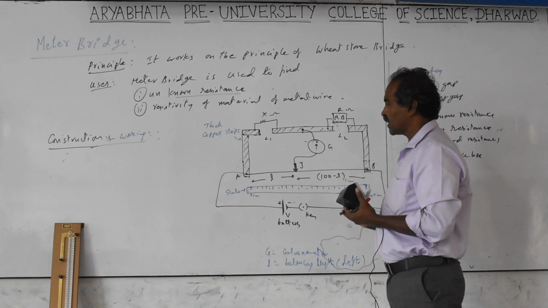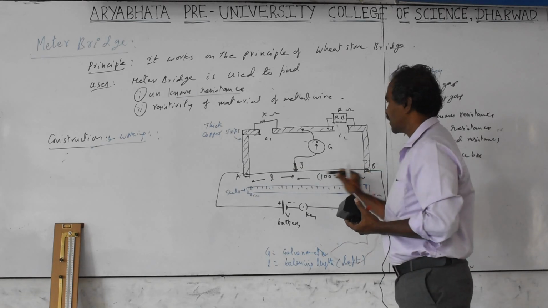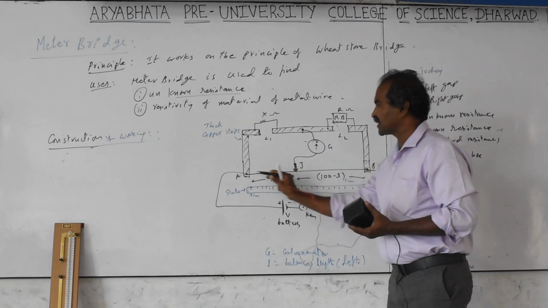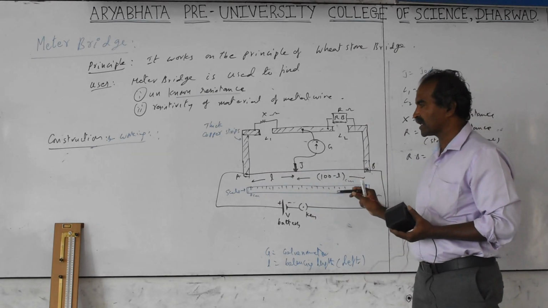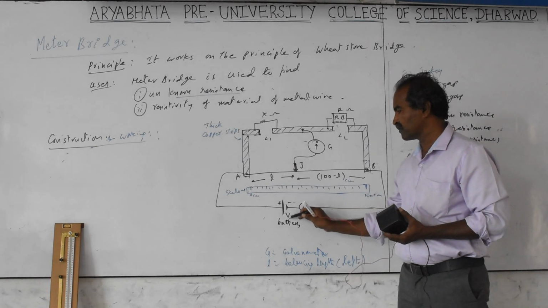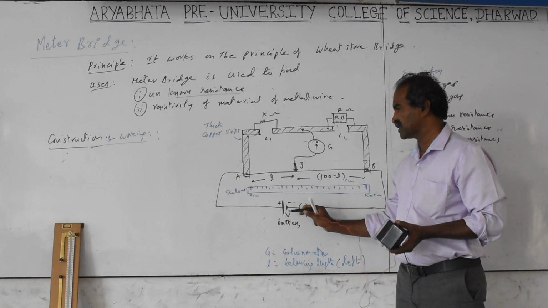The jockey can be moved on this 1 meter wire. From here to here, the wire length is 1 meter, so it is called a meter bridge. Between the terminals A and B, the length of the wire is 1 meter, and the A and B terminals are connected to a standard battery or equivalent, whatever, it doesn't matter.